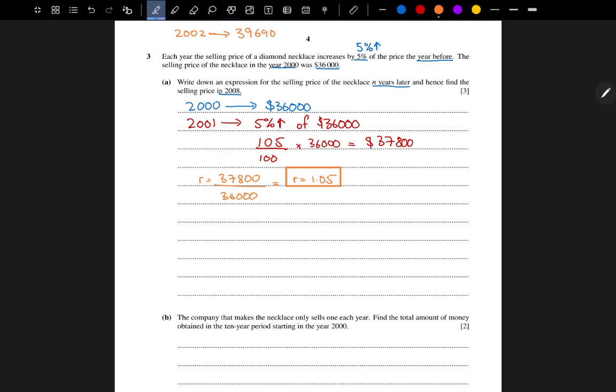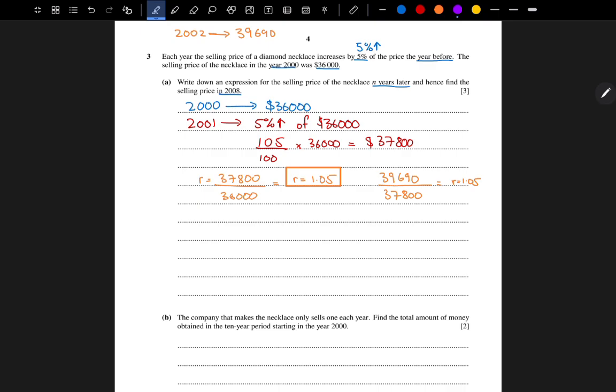To verify this, we can also use the selling prices from the later years. From the year 2001 to 2002, this will give us 39,690 upon 37,800, which is next upon previous. This is the formula, and this will also give us R equals to 1.05. Hence we confirm that this is in fact a geometric progression.